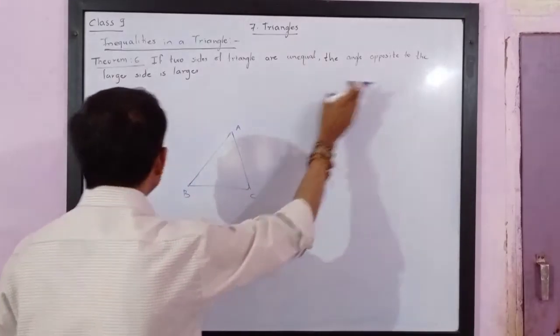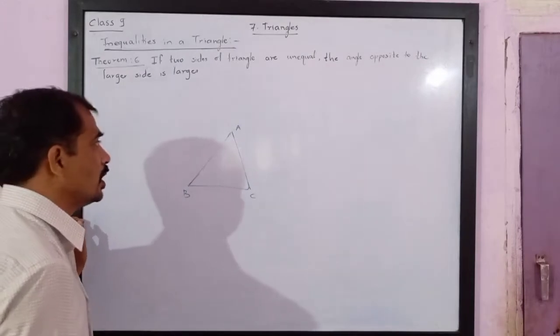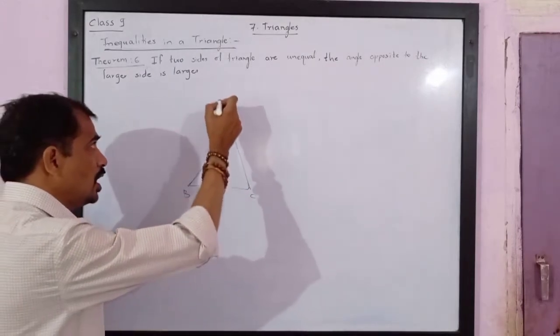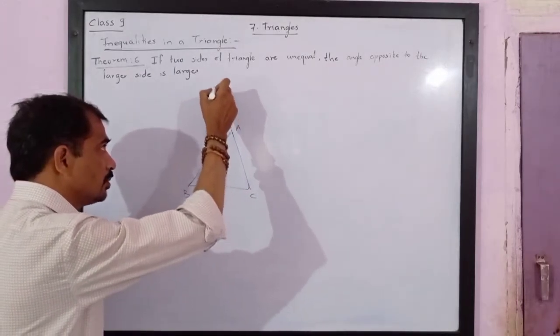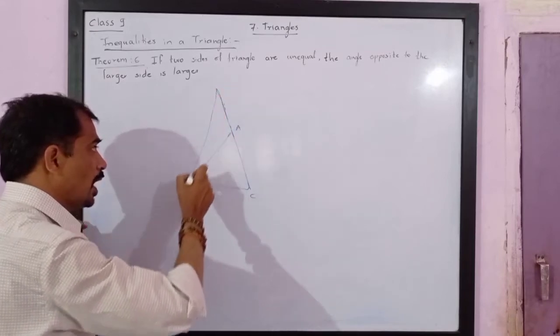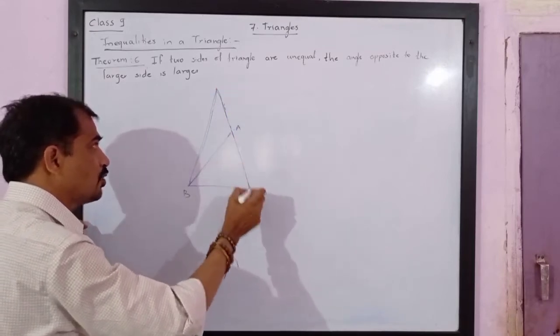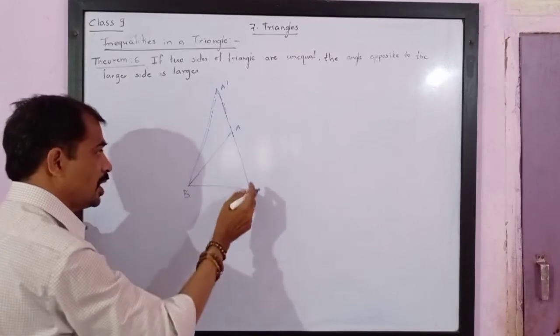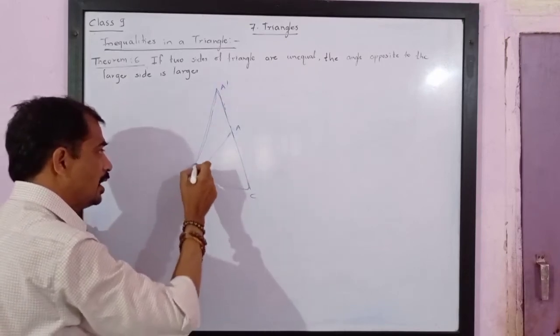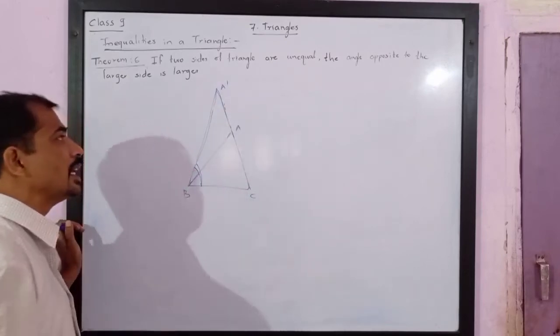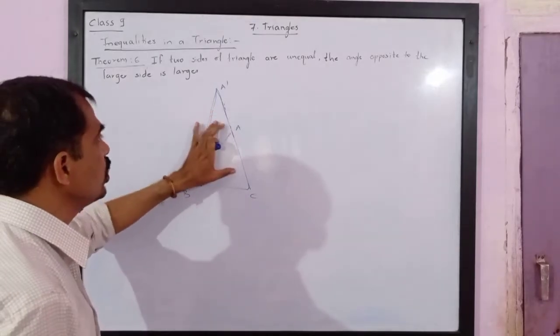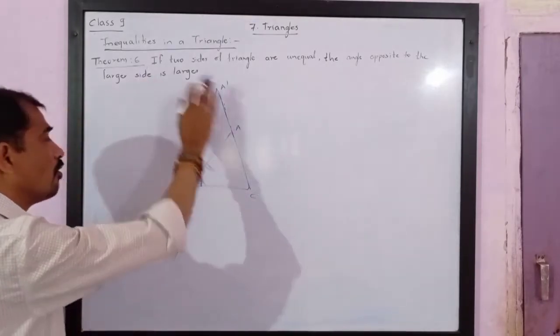The angle opposite to the larger side is larger. Now see, if you increase the side, see what happens. If you increase from A to A dash, if the side is increased, the angle opposite to it increases. So we are going to prove this with the help of a theorem.